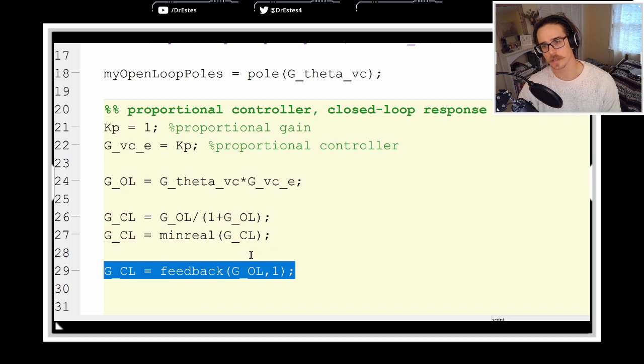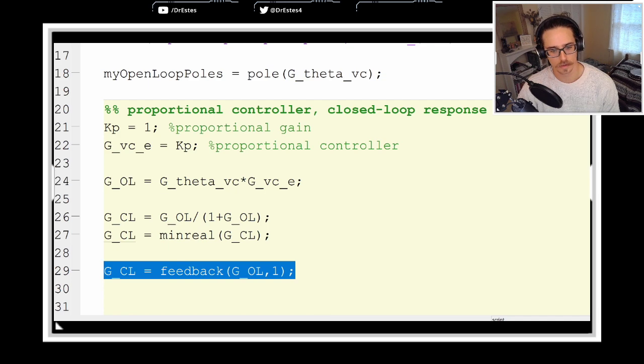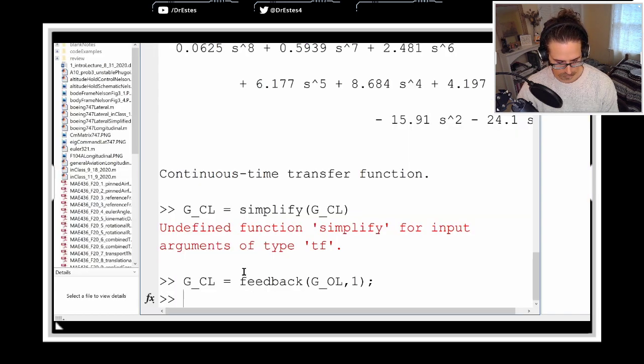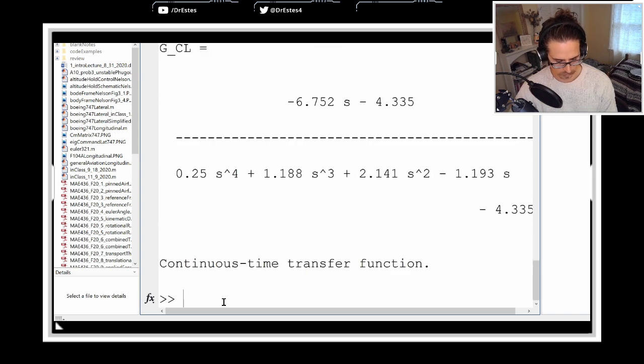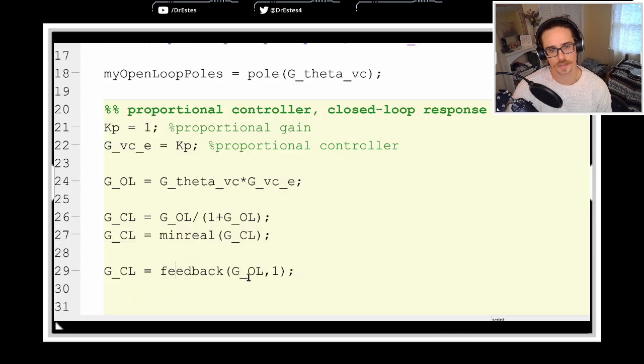If you use the feedback command with a 1, let's run it. This gives the same thing as the minreal, except it kind of factored it differently. Instead of having a 1 in front of the s to the 4th, it has like a quarter, but it's equivalent. So whether you want to use this formula, do the minreal, or just do feedback, probably do feedback because it's just one line.